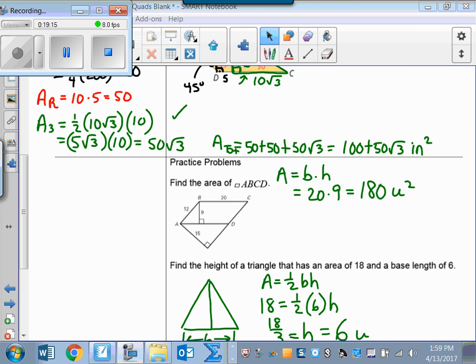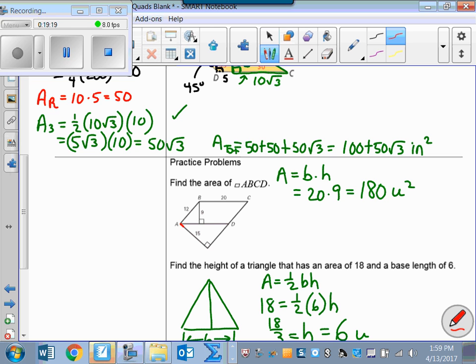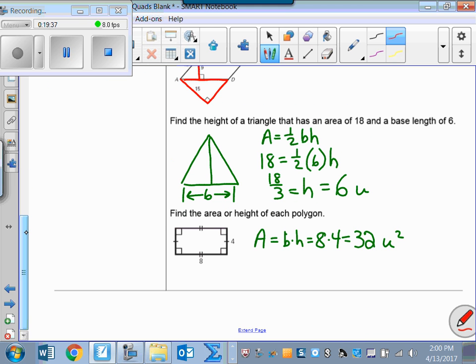All right, your first problem. It has this stray triangle down here, but it really doesn't have anything to do with anything. It just wants us to find the area of parallelogram ABCD. So I'm just going to use base times height. You've got to remember the height has to be the one that's perpendicular to the base. So 20 times 9, 180.